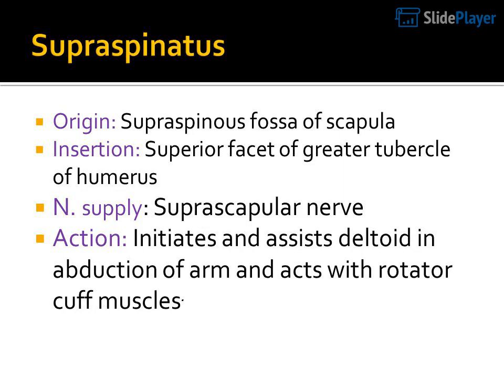Supraspinatus, nerve supply: suprascapular nerve. Origin: supraspinous fossa of scapula. Insertion: superior facet of greater tubercle of humerus. Nerve supply: suprascapular nerve. Action: initiates and assists deltoid in abduction of arm and acts with rotator cuff muscles.